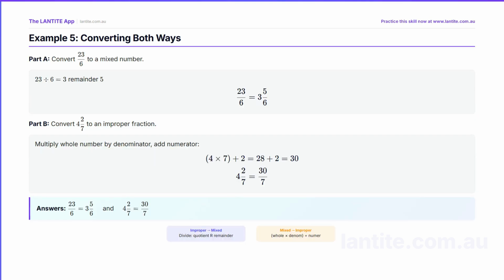Let's practice both conversion directions. Part A. Convert 23/6 to a mixed number. Divide 23 by 6. 6 goes into 23 three times, with a remainder of 5. So, 23/6 equals 3 5/6. Part B. Convert 4 2/7 to an improper fraction. Multiply the whole number 4 by the denominator 7 to get 28, then add the numerator 2 to get 30. So 4 2/7 equals 30/7.